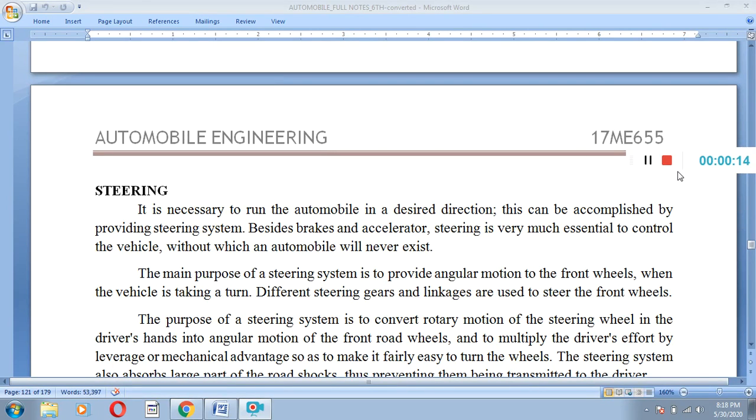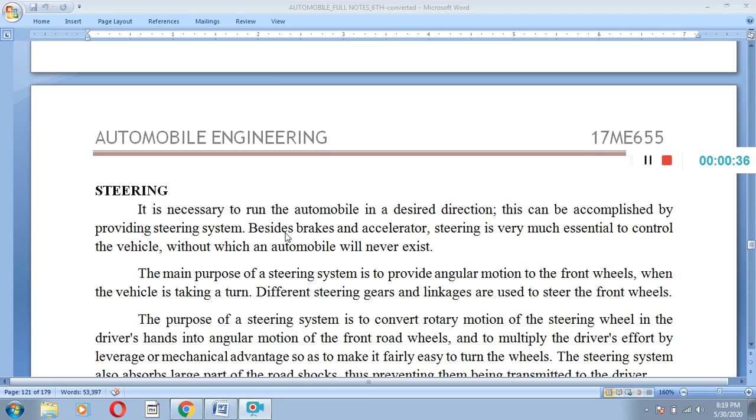Here in this video we'll discuss steering. Okay, steering. This is the third module. So what is the necessity of steering? I will explain now. It is necessary to run the automobile in a desired direction. This can be accomplished by providing a steering system.